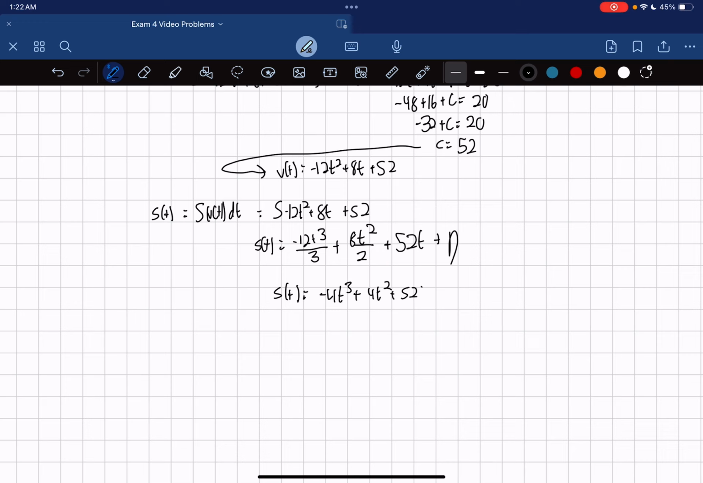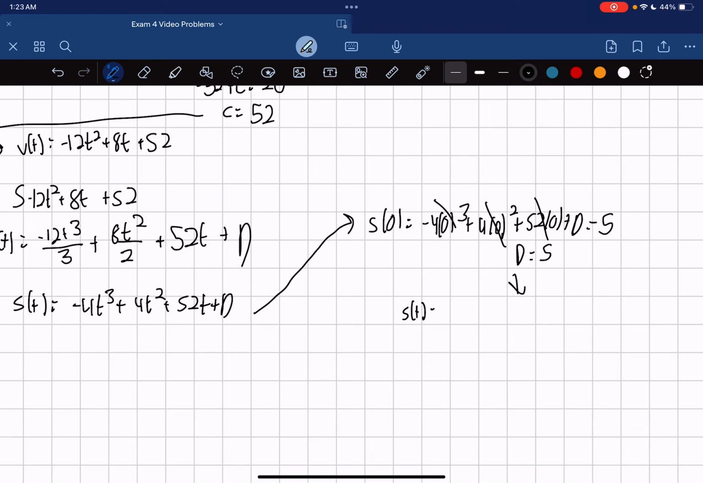So then, to solve for d, we put t equal to 0, and then set the equation equal to 5. These all will turn into zeros and leave us with just isolated d equal to 5. Therefore, we can implement it back into our equation to give us our final solution of s of t equal to negative 4t cubed plus 4t squared plus 52t plus 5.